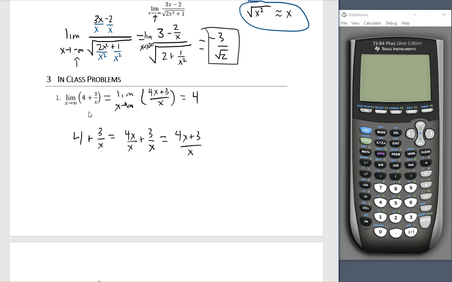We could also say the limit as x approaches infinity of 4 is 4. The limit as x approaches infinity of 3 over x is 0. 4 plus 0 is 4. We absolutely could do it that way.